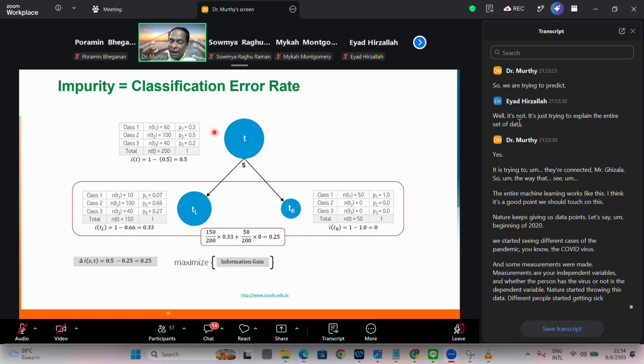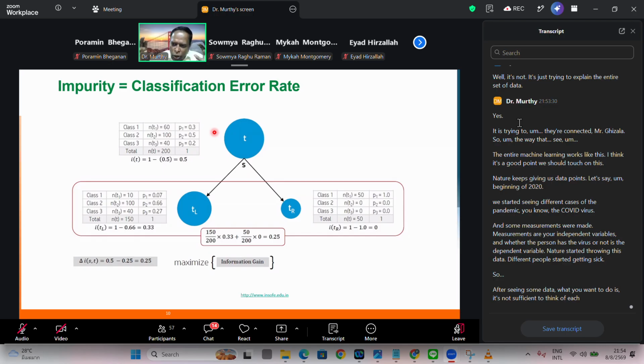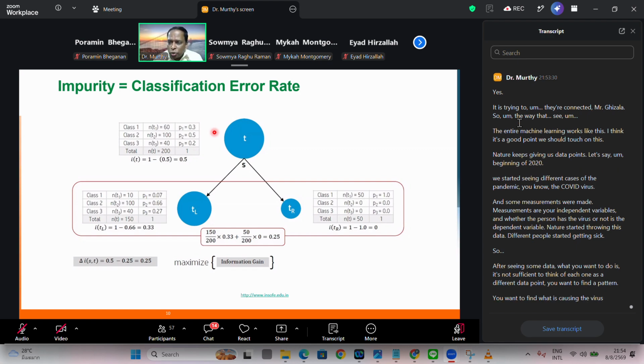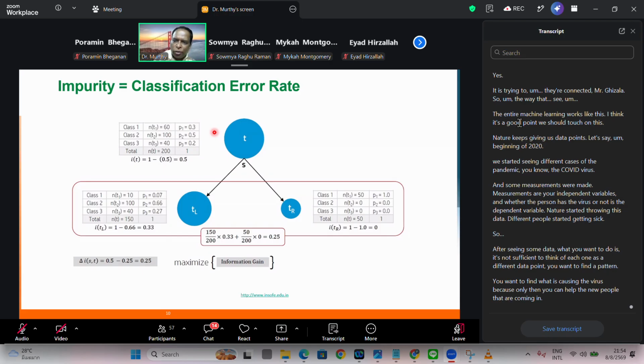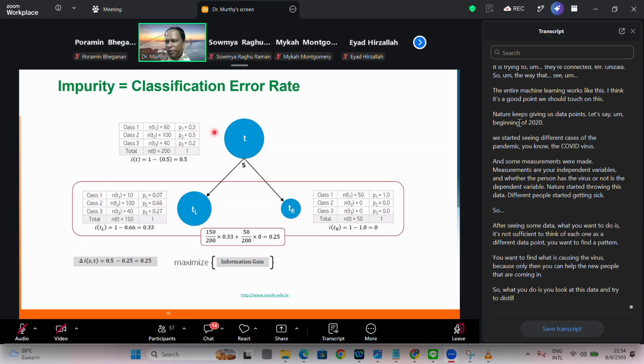So after seeing some data, it's not sufficient to think of each one as a different data point. You want to find a pattern. You want to find what is causing the virus, because only then you can help the new people that are coming in. So what you do is you look at this data and try to distill a model out of it, extract a model out of it.